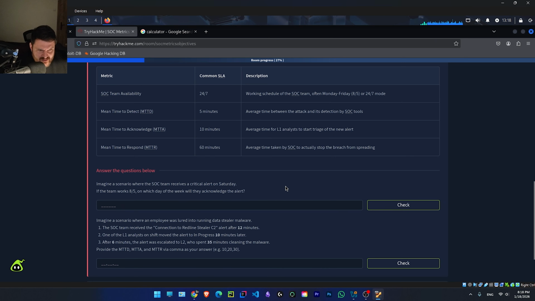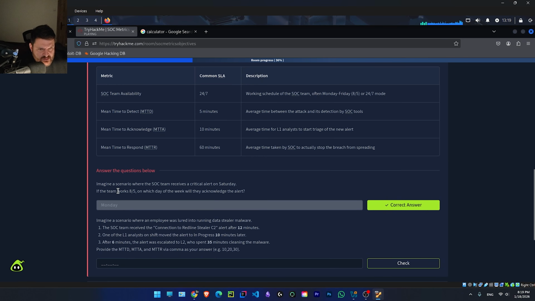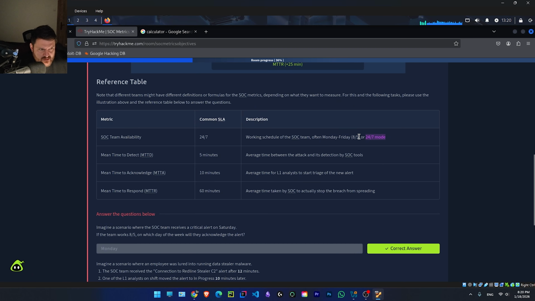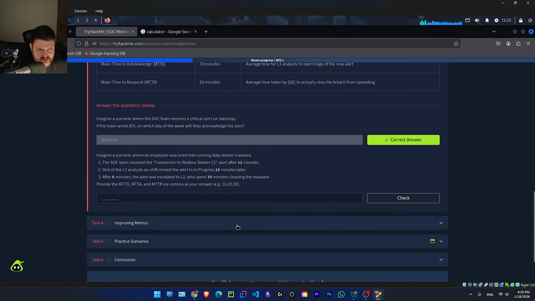Answer the questions below. Imagine a scenario where the SOC team receives a critical alert on Saturday. If the team works 8 to 5, on which day of the week will they acknowledge the alert? Saturday? I mean Monday. Because it works 8 to 5, on which day of the week? Definitely on Monday. Monday to Friday, 8 to 5, right? In 24/7 mode, then that would be Saturday.